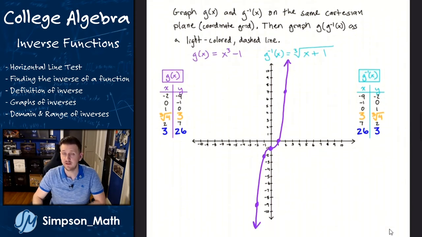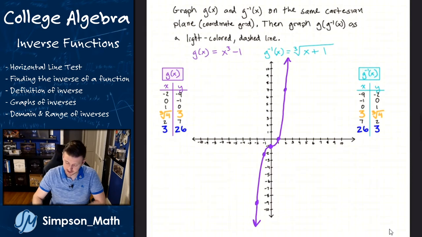Then we'll graph g of g inverse of x as a light-colored dashed line. So I've gone ahead and graphed g of x, which is the cubed function shifted down 1. I graphed my parent function dots from there: 0, 0, 1, 1, 2, 8, negative 1, negative 1, negative 2, negative 8. I also have the cube root of 4 that I have over here as well, just to have those be part of the table, and then I added the other dots that I got here.